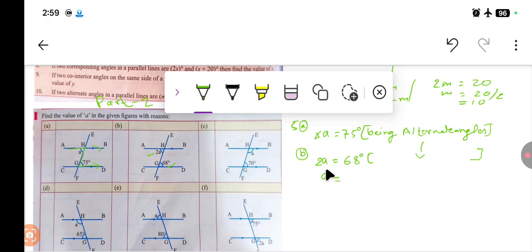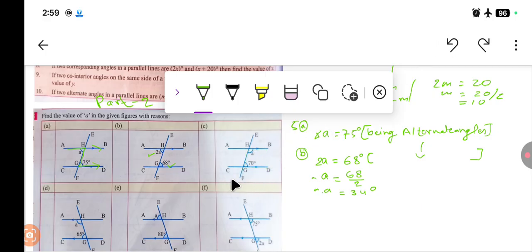And you can have the value of a. 2 is multiplying on one side of the equation, so when it goes to the other side, it will be divided. 2 will divide 68. What do you get? 34 degree. So over here the value of a is also clear. 5b. Coming to 5c.